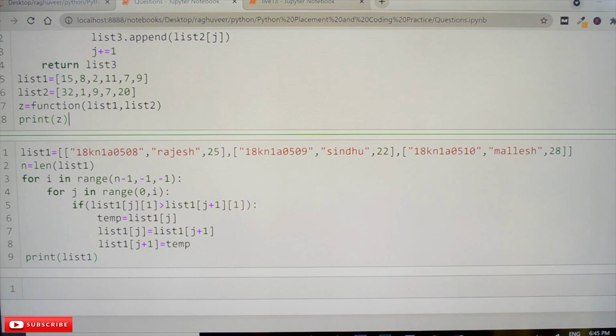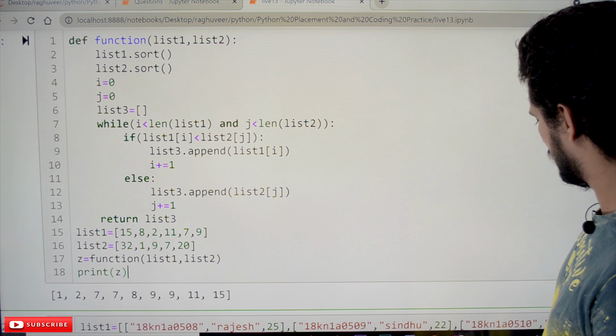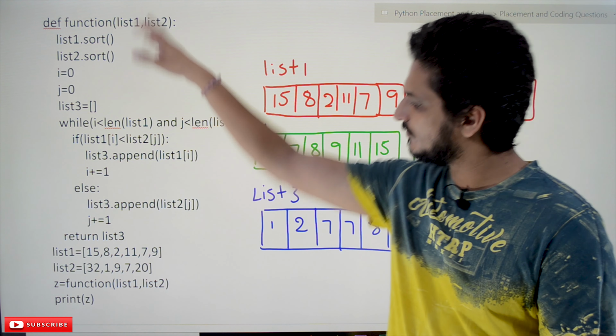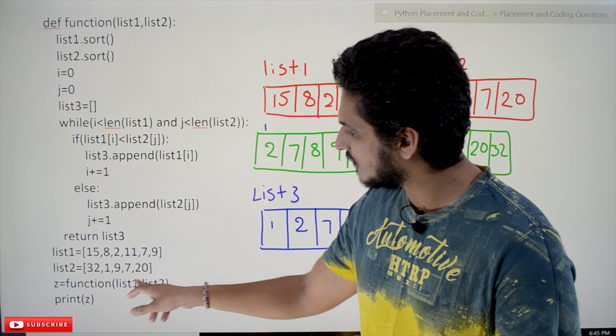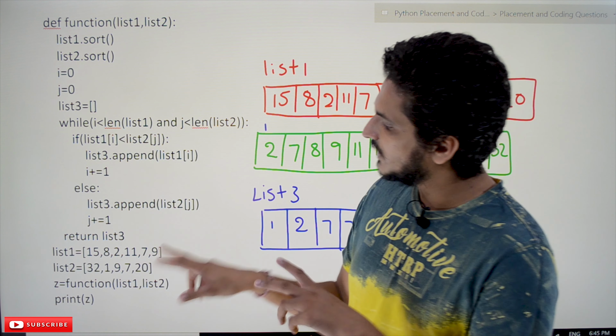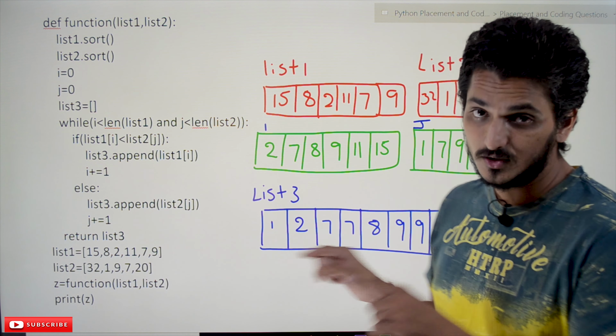Okay. Coming to the solution part. Our first question, this is our first question. This program executes starting from here: list1, list2, z is equal to function of list1 comma list2. So they are taking two lists, list1 and list2. These two lists are sent to the function. So what is happening in the function, that is what we have to analyze.